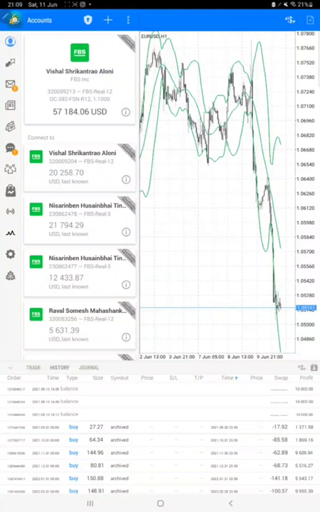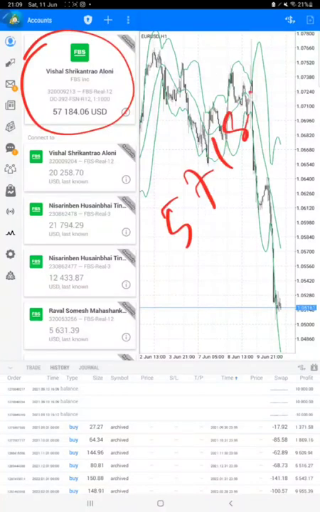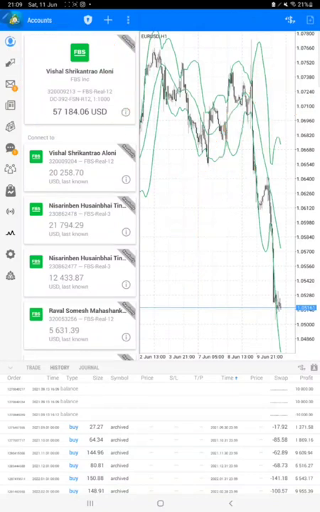Here now we are going to see the status of this real account. Currently, 57,184.06 fund is available in this account. We will see how much capital was deposited in this account and how much profit we made in detail now.